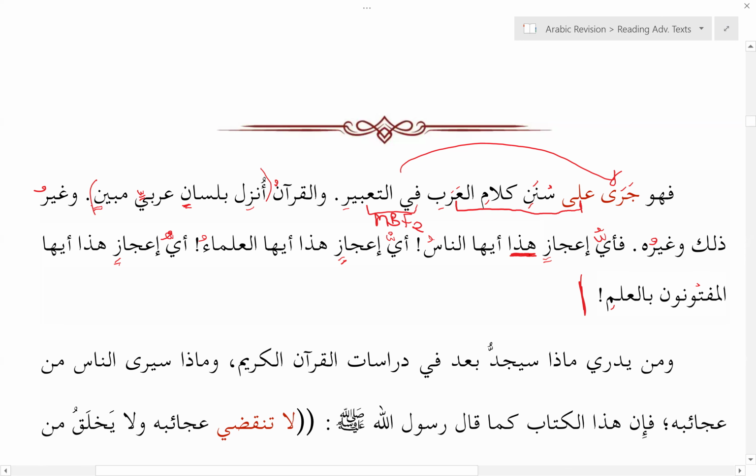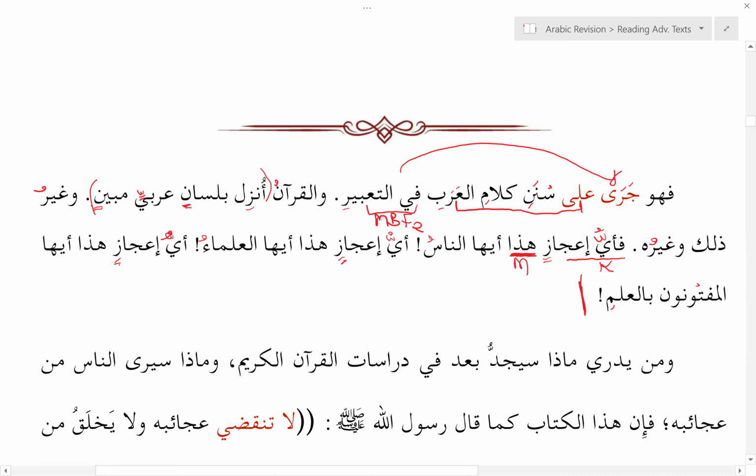So that means this هذا is our mubtada, and then أي إعجاز is our khabar. In other words, it's like saying هذا أي إعجاز. This, what kind of miracle? Which miracle is this? Like it's so fantastic. This is which kind of miracle? So that's kind of how you look at it. So this becomes a mubtada, and this becomes a khabar.